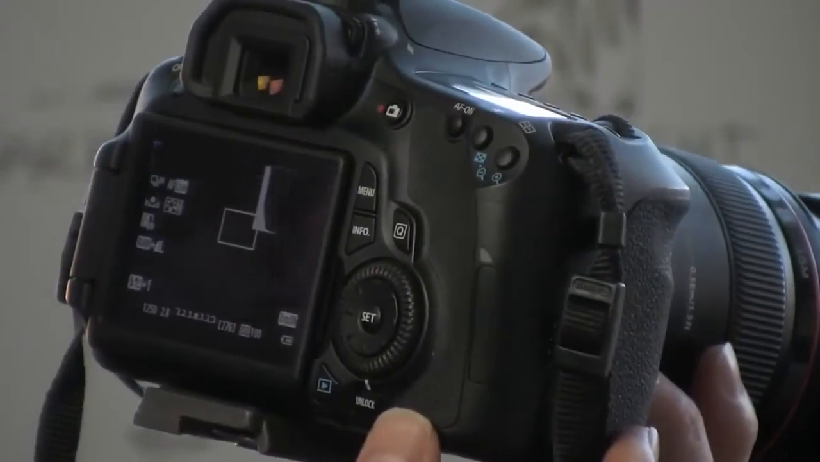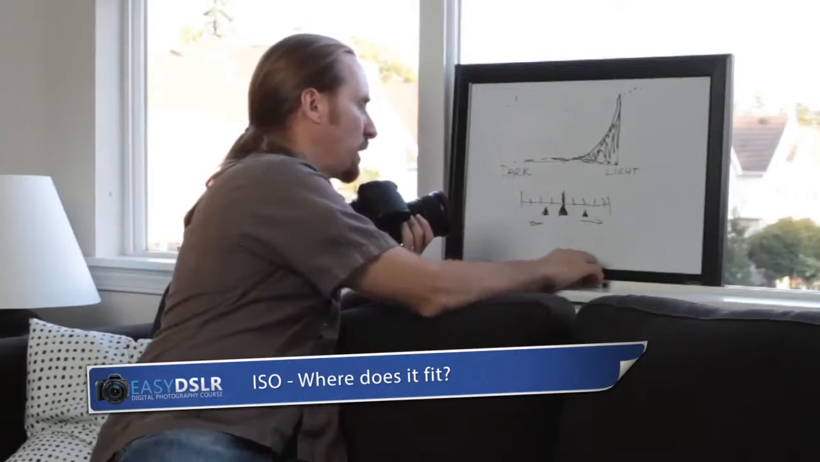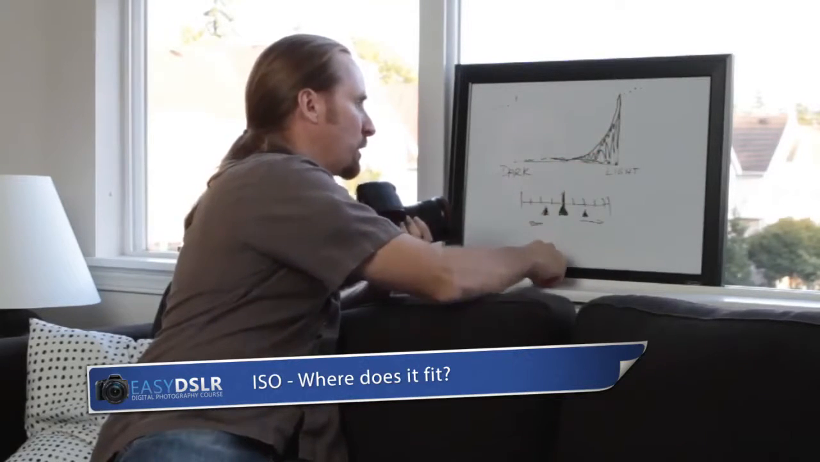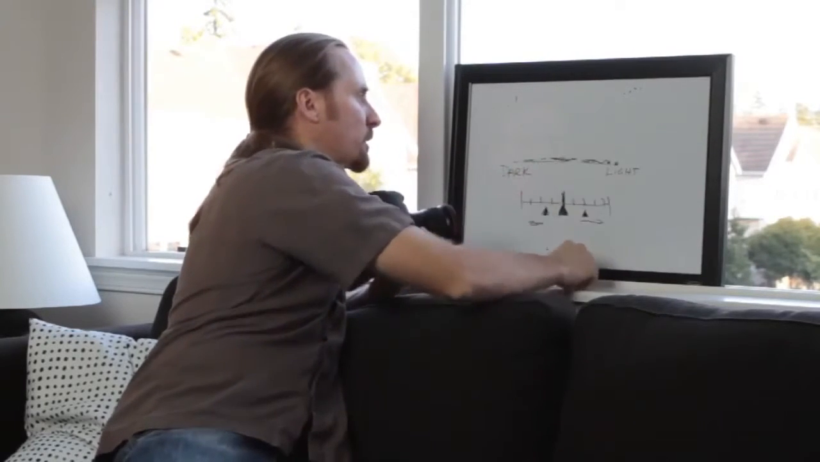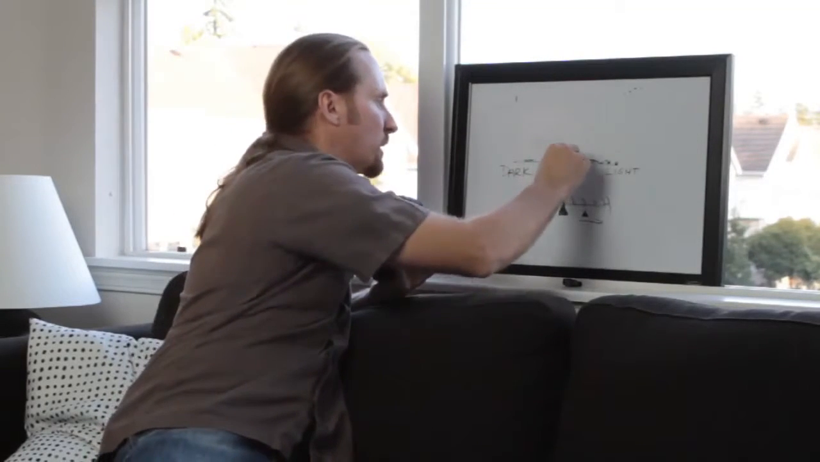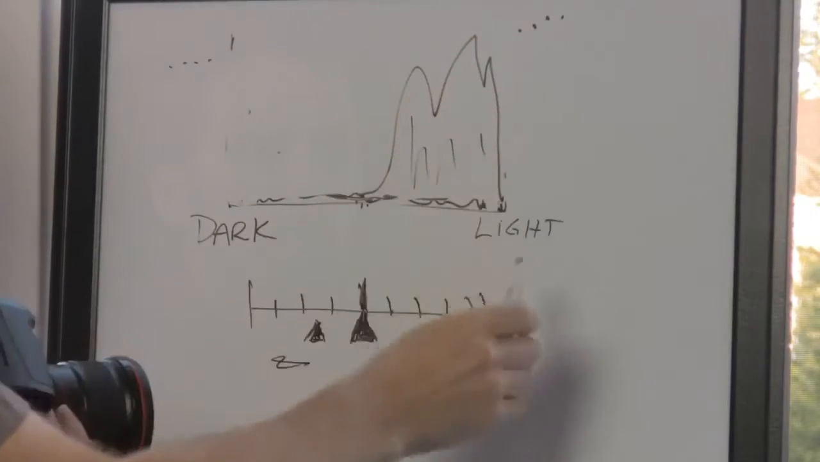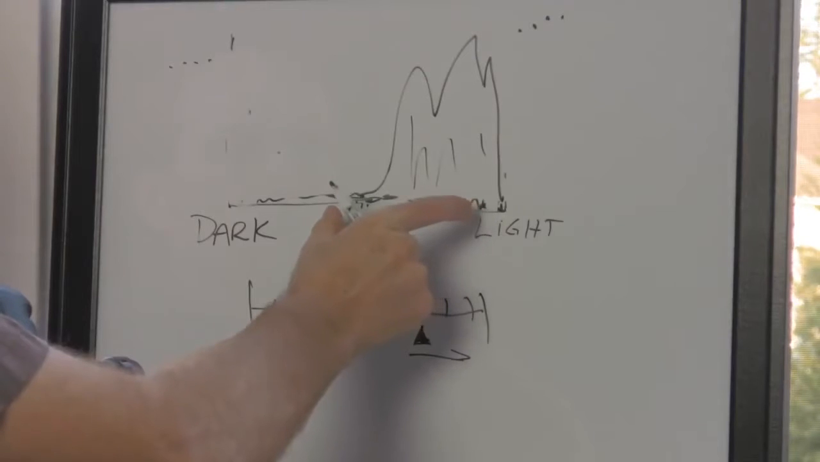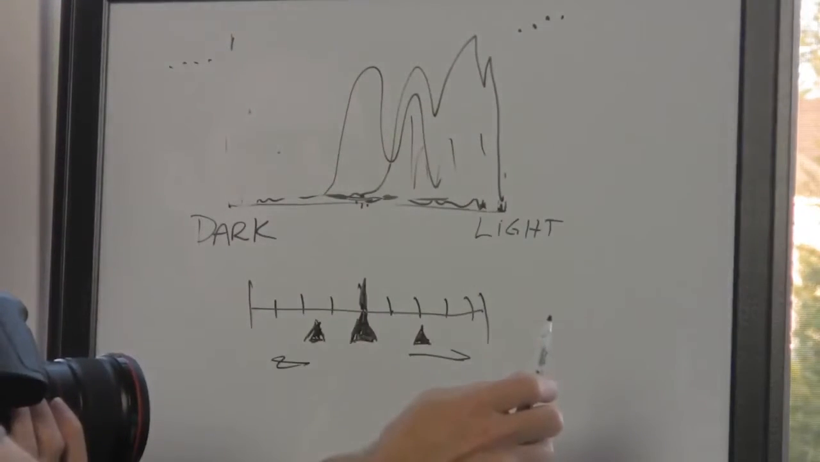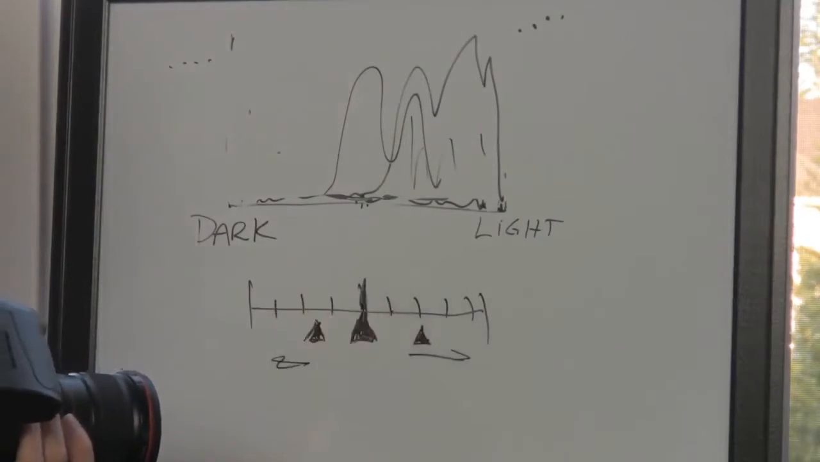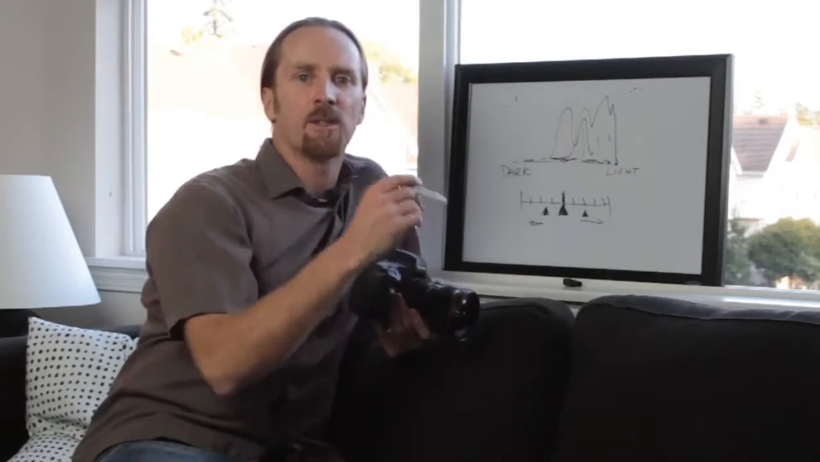Okay, so where does ISO fit into it? Well, like I was saying, if you have an image and you've tried to expose correctly, but you're not quite getting the settings you want, let's say it's a little bit overexposed, you can shift the ISO to a lower value and that will shift it down.